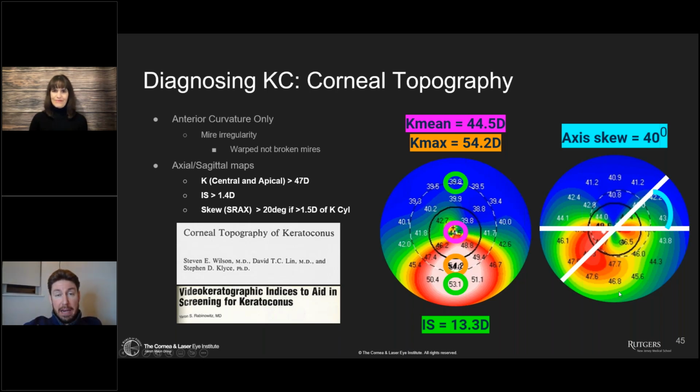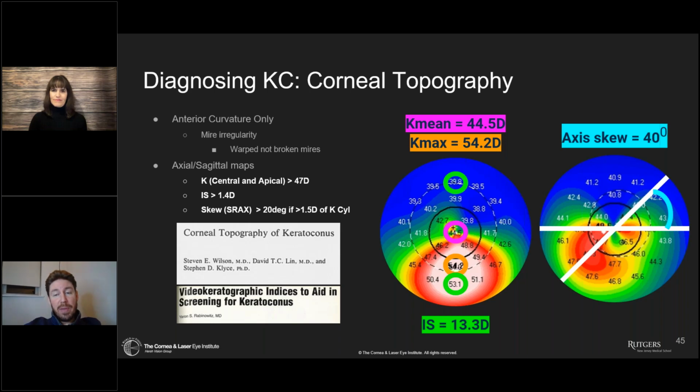And that skew axis greater than 20 degrees, if you have more than a diopter and a half of corneal astigmatism, is keratoconus. So if you look at the examples here, this is actually a great example for why you don't want to trust sim Ks. If you look at the central K mean value here, it is 44.5 diopters. That's a very normal number. But if we look at the point of maximum keratometry in the orange circle there, that's 54 diopters, 10 diopters steeper than what we would have read with just sim Ks. And if we look at the IS ratio, the asymmetry there, we have a significant asymmetry of 13.3 diopters.